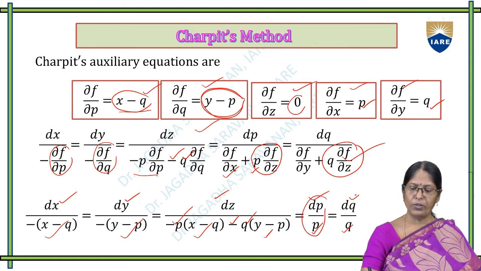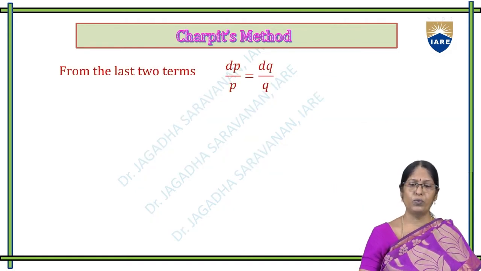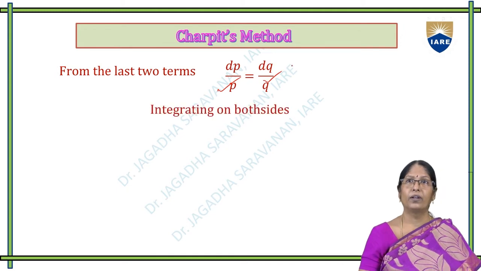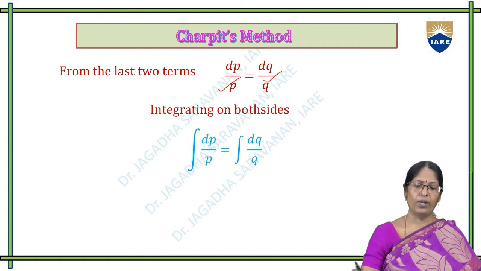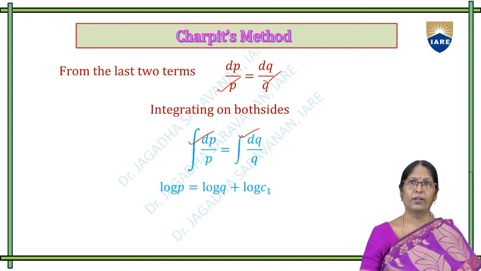For that, we are going to select the last 2 terms. If we take these 2 terms, our time will be saved and the problem won't become complicated, so it is very easy to do the integration also. So we selected the last 2 terms and are integrating on both sides. Very simple one. The integration symbol is placed on both sides. So the integral of dp by p is log p.